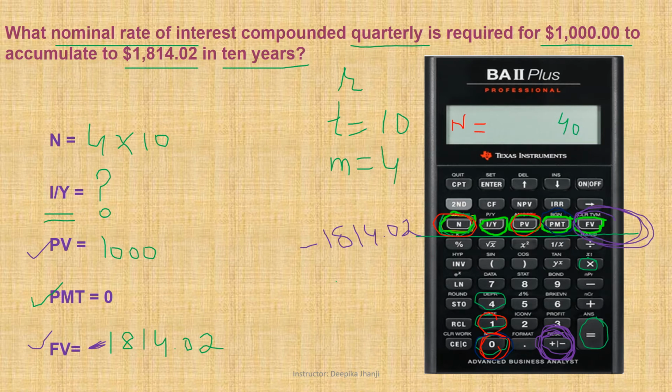Okay. Once we plug in all the values of 4 variables, we'll calculate the fifth variable using compute key. Okay. So compute IY.